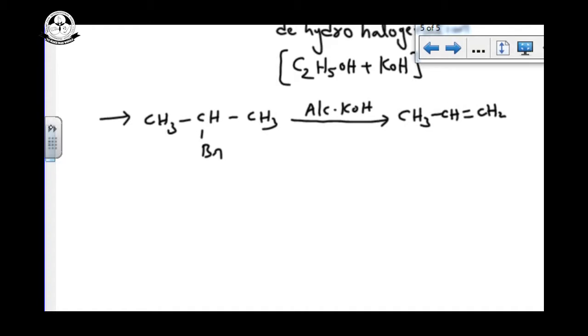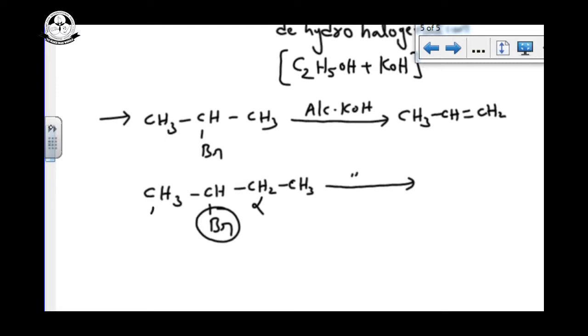Now see an example like this. CH3CHBrCH2CH3, with the same alcoholic potash adding. Follow the Saytzeff rule and tell me the answer. Remove the bromine from here. This is an alpha carbon and this is an alpha carbon. So what is the major product now? CH3CH=CHCH3. This is our major product.